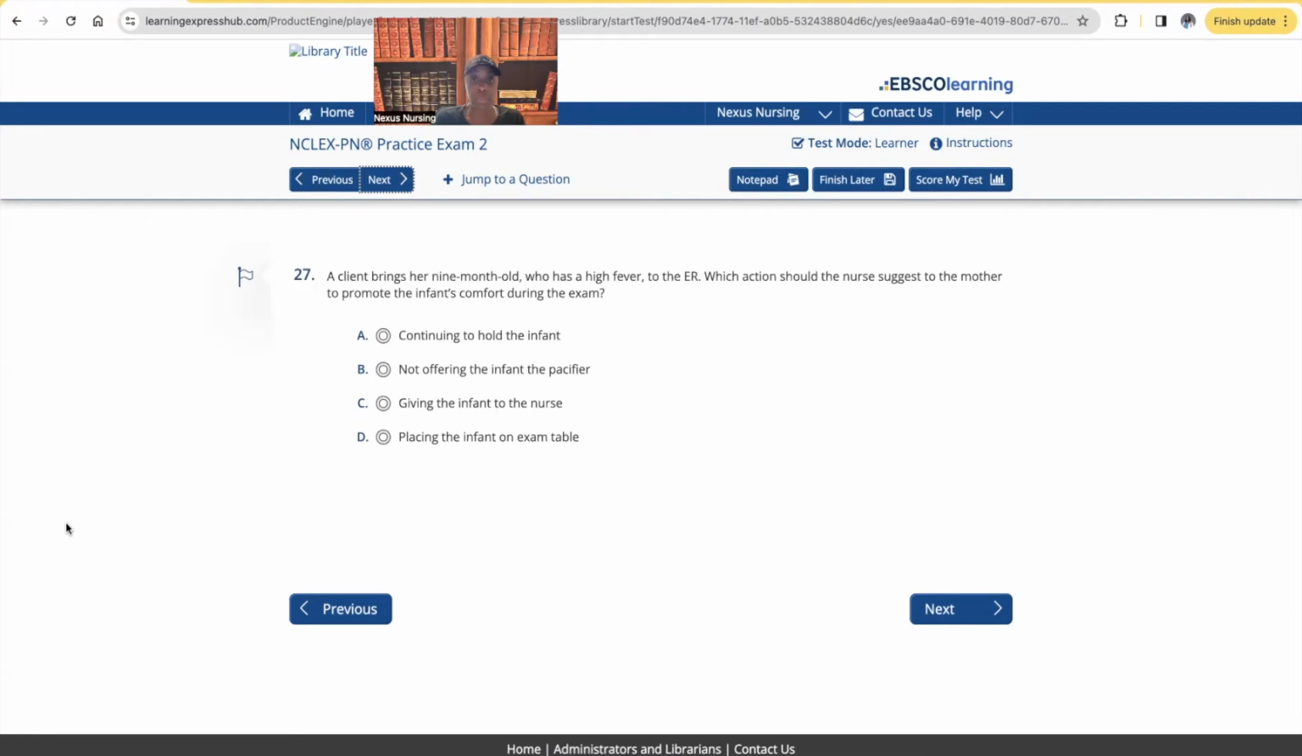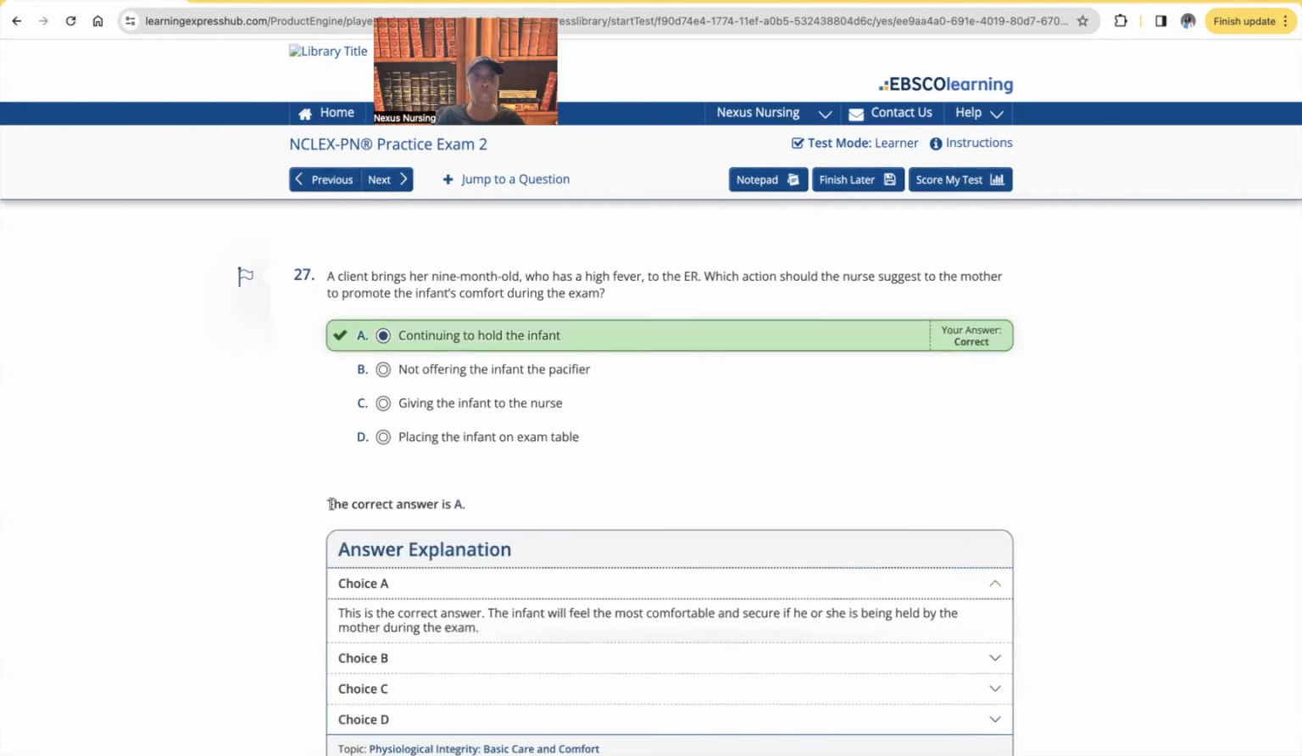And the point of this question, we want to promote the infant's comfort. So the correct answer is continue to hold the infant. Here's the thing, when it comes to peds, and you're doing an assessment, you want to do the assessment from least invasive to most invasive. So you're going to listen to the heart and the lungs first before you stick anything in their mouth or their ear, right? And you want to do as much of the assessment as possible with that patient comfortable sitting on the parent's lap, because that's who they trust.